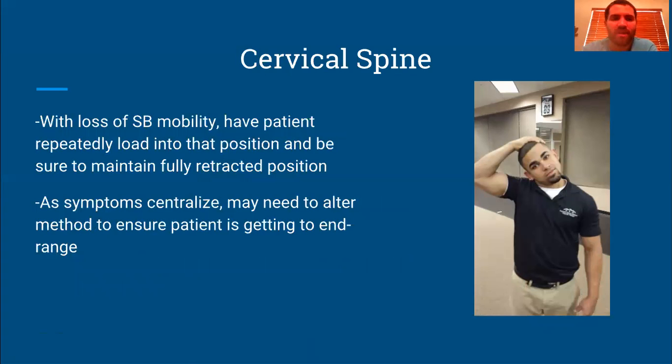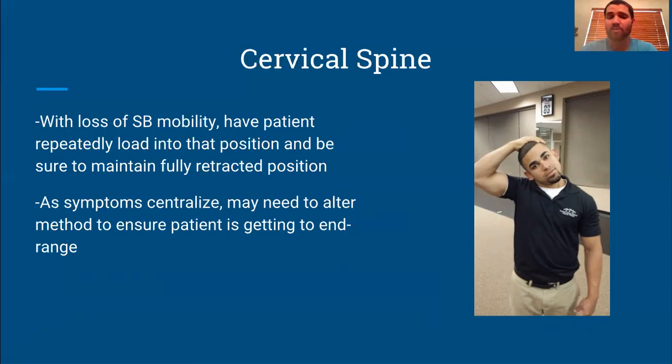So with a loss of side bending mobility, retraction side bending mobility, you want to have the patient repeatedly load into that position. Be sure to maintain the fully retracted position. So you want to retract, side bend, and repeatedly have them maintain that position. As they side bend, their chin's going to want to jut out, and you'll have to correct that. And then you want their opposite arm to sit on their hip, so you take out the tension that might restrict the mobility in the upper trap and scalenes.